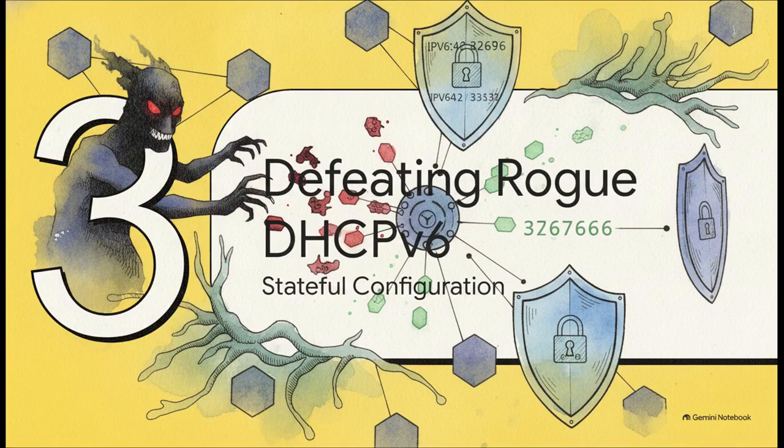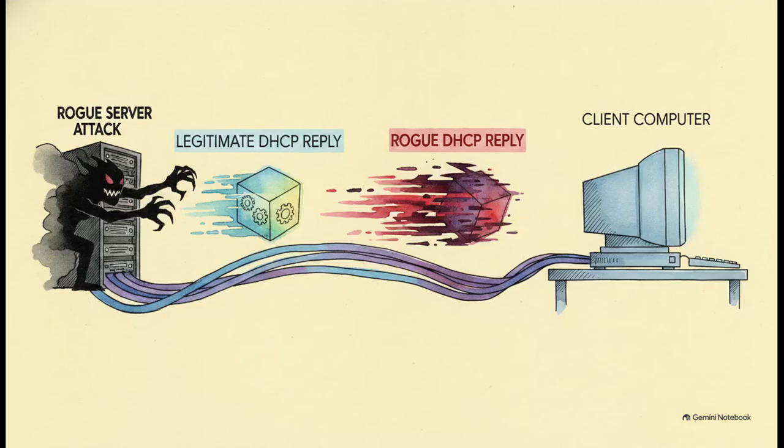Okay, Section 3, Defeating Rogue DHCPv6. Let's switch gears to stateful configuration and see how rogue attacks play out there. Now, even if you decide to use DHCPv6 instead of SLAAC, you definitely aren't out of the woods. This is the exact IPv6 equivalent of a rogue DHCP server attack in IPv4. Just like in v4, IPv6 clients have no built-in way to authenticate DHCPv6 responses. They are going to blindly accept the very first valid DHCPv6 reply they get.